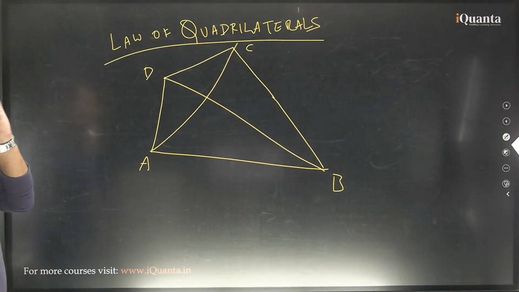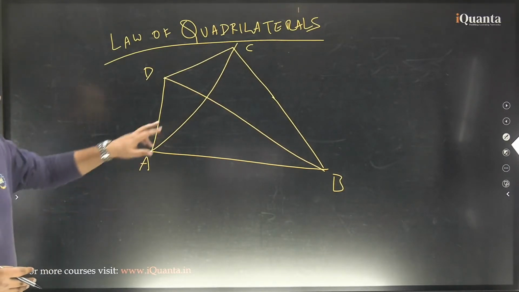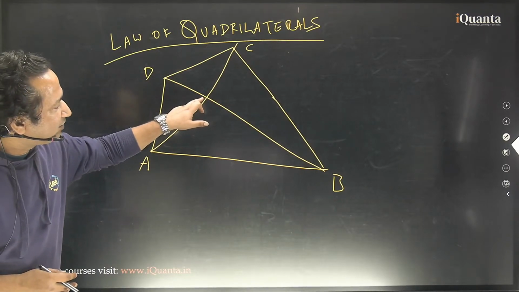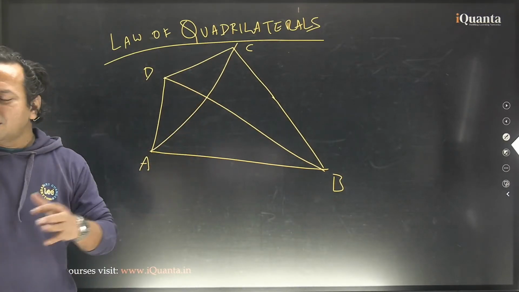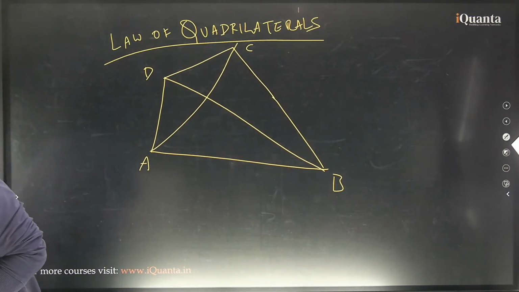Now tell me something. The quadrilateral is random. It has got no regularity. So would the meeting point bisect each other? Would the meeting point bisect the diagonals? Would that happen?